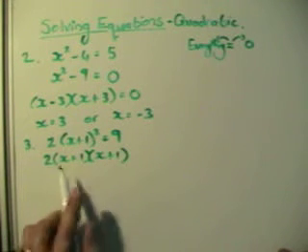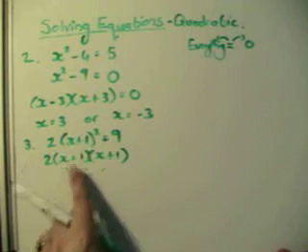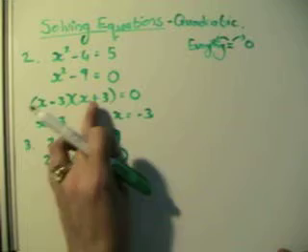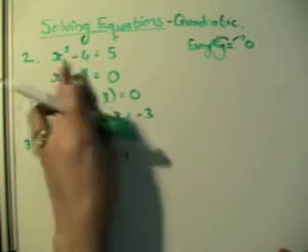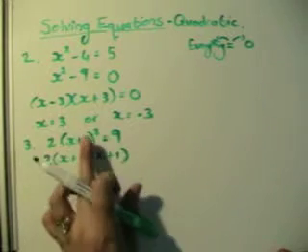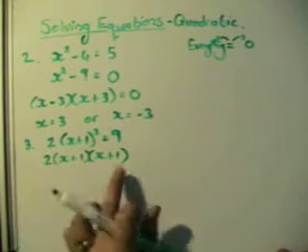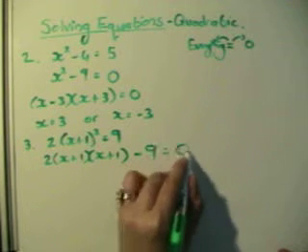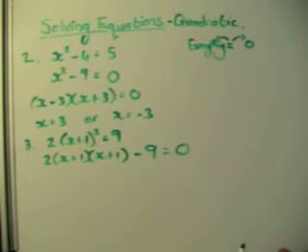Notice the difference between a bracket squared, where I multiply it by itself, and the difference of squares, where the signs are different. If you are factorizing a difference of squares, then the signs are different. When I square, the signs are the same, and I'm going to take over that 9 so that I have 0 on the other side.